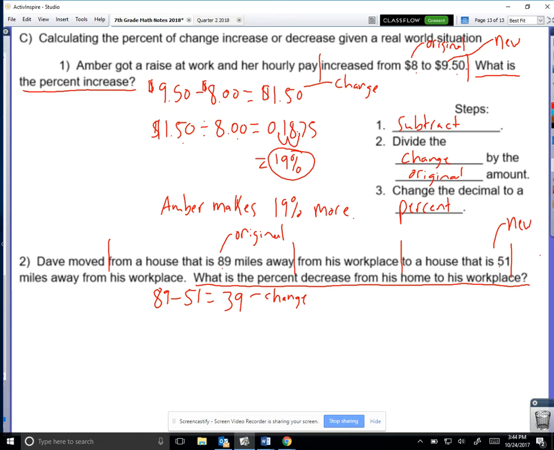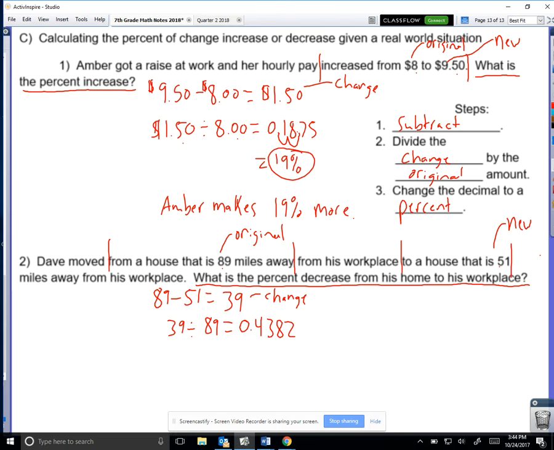Now we're on to step number 2. We're going to take the change amount, 38. Okay, now I'm nervous. I don't want to mess up this time. I want to divide that by the original amount. Good thing I labeled it right here. I'm dividing that by 89. And when I do that, that is going to give me a small decimal number, 0.4382.